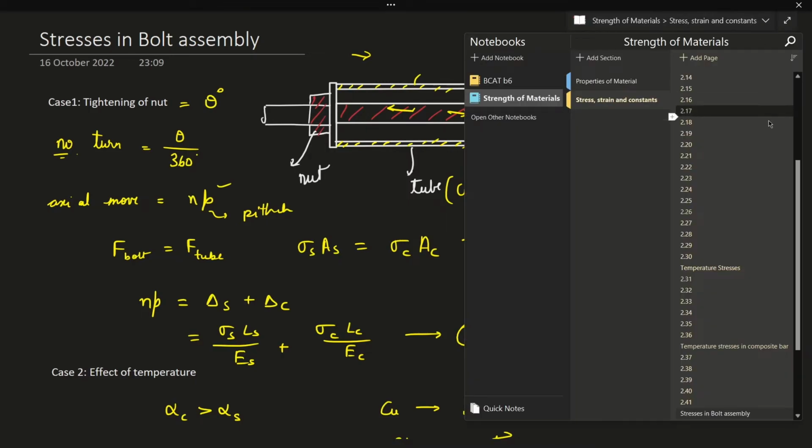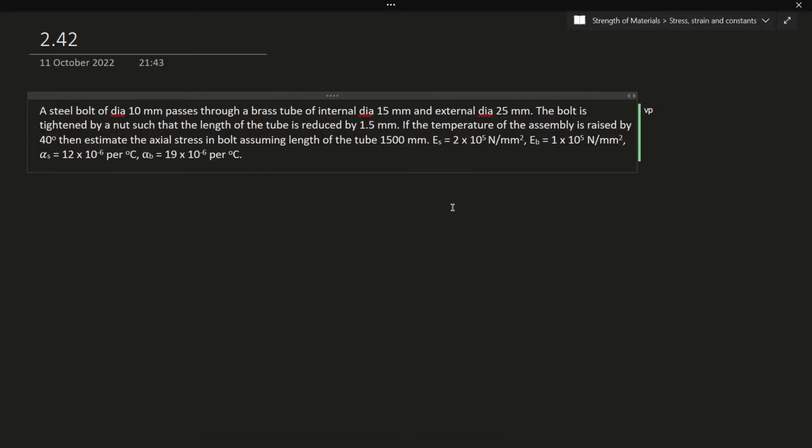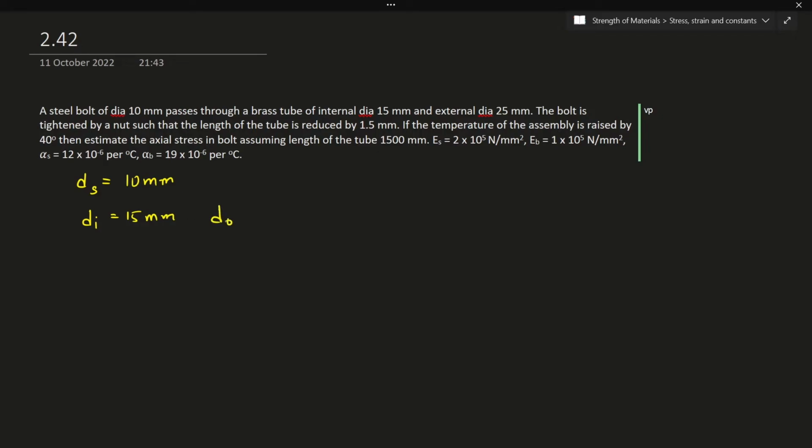Right, so with this knowledge, let me solve one problem on this. A steel bolt of diameter 10 mm passes through a brass tube of internal diameter 15 mm. Right, so I'll have the diameter for the steel bolt, I'll call this ds, that is 10 mm, and for the brass tube, the internal diameter is given as 15 mm and the outer diameter is given as 25 mm.